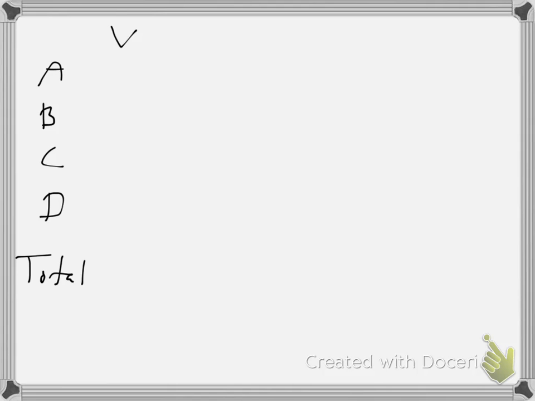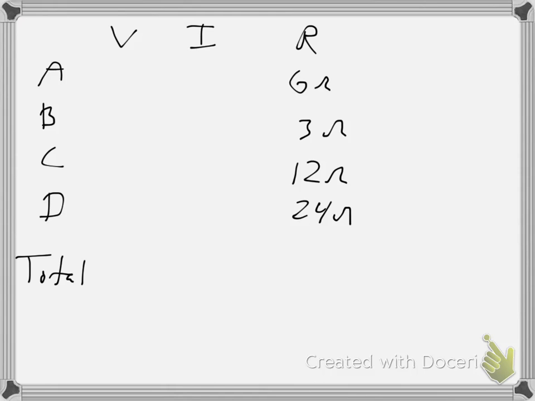So V = IR. A is going to be 6 ohms, B is 3 ohms, C is 12 ohms, D is 24 ohms, and our total is going to be 10 ohms. We saw that earlier. Total voltage is 24 volts. So if we solve for current, 24 divided by 10 is going to be 2.4 amps.